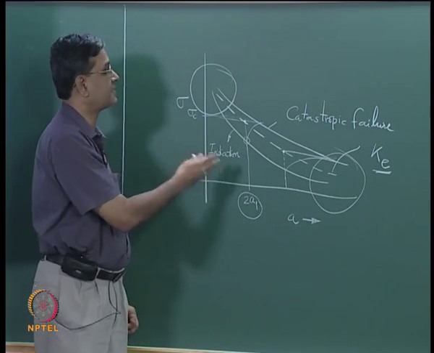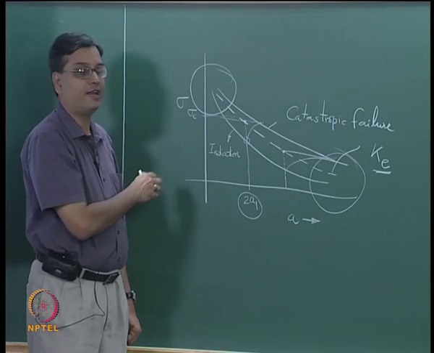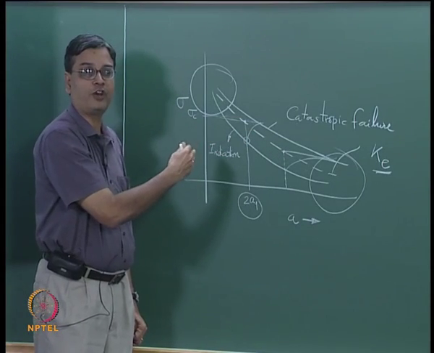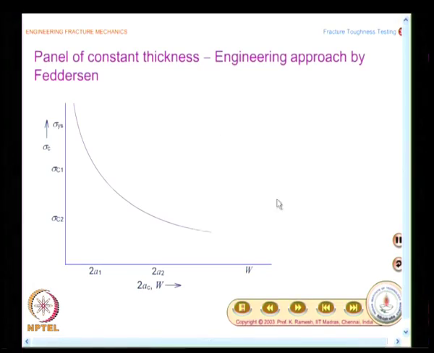There is a simplification given by Feddersen, and we will do it for one typical toughness. Similar graph you could do it for other toughness values. And this is the approach given by Feddersen. Mind you, it is an engineering approach, it is very practical from field point of view. We are going to learn certain details about it.